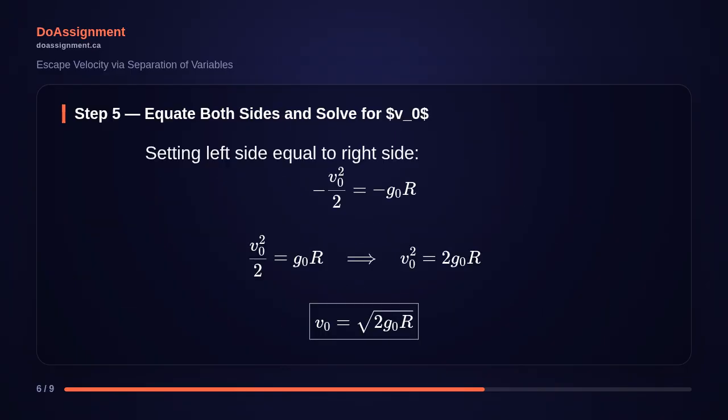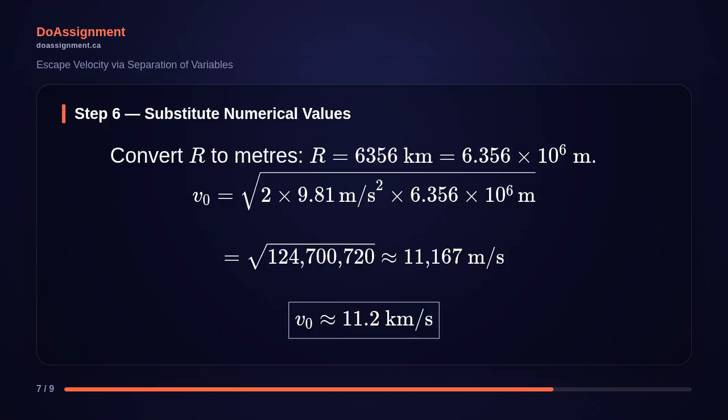Setting both sides equal and solving for v0, we get v0 squared equals 2 times g0 times r, so the escape velocity is the square root of 2 times g0 times r. Converting r to meters gives 6.356 times 10 to the 6th meters. Plugging in 2 times 9.81 times 6.356 times 10 to the 6th equals approximately 124,700,720. Taking the square root gives about 11,167 meters per second, or approximately 11.2 kilometers per second. This is the escape velocity.